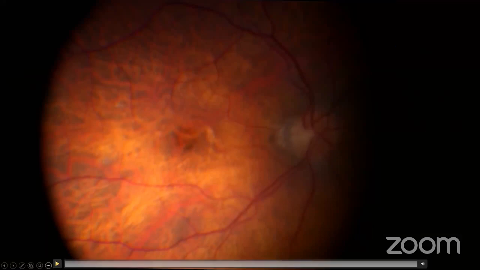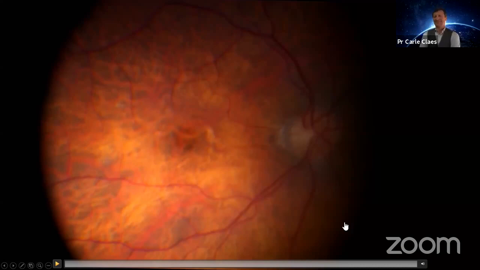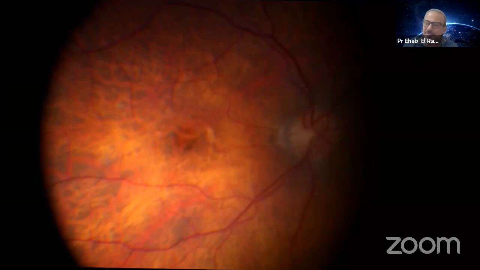Another case, this is a case. Why didn't you put an ILM flap on the hole there? Definitely, that's one option. You could do that, but I was already getting rid of everything inside the eye. I was scared about the hemorrhage, so I just dumped the ILM which I got.